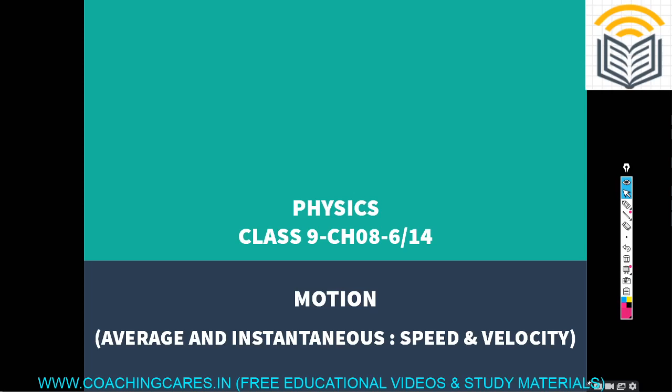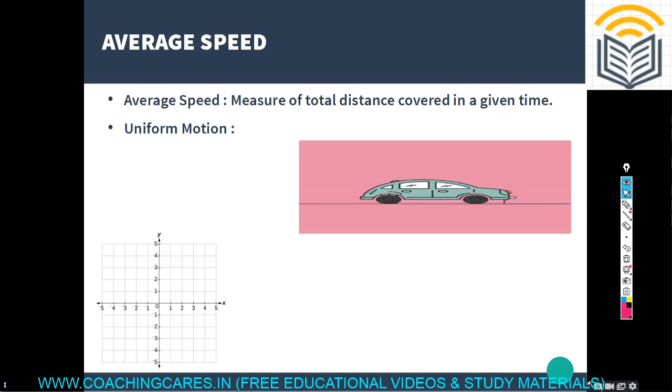Under this lesson, we'll study average and instantaneous speed and velocity both. Let us talk about average speed. What do you understand by this term average speed? Speed we already know is a measure of total distance covered in a given time. Measure of a distance, that is called speed. So what is average speed?